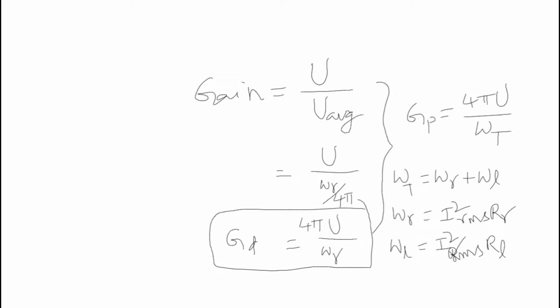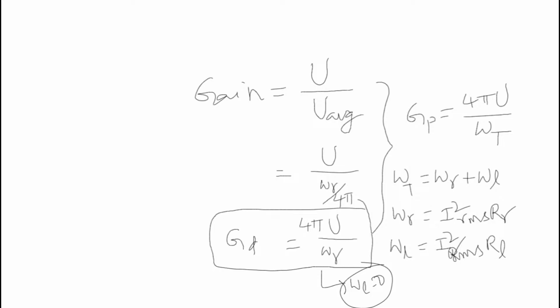So from this, we have what? GP. For the GP, we have to take what? Loss power into the account. Whereas in GD, in the definition of GD, loss power is neglected. That means loss power is taken as what? WL equal to 0.